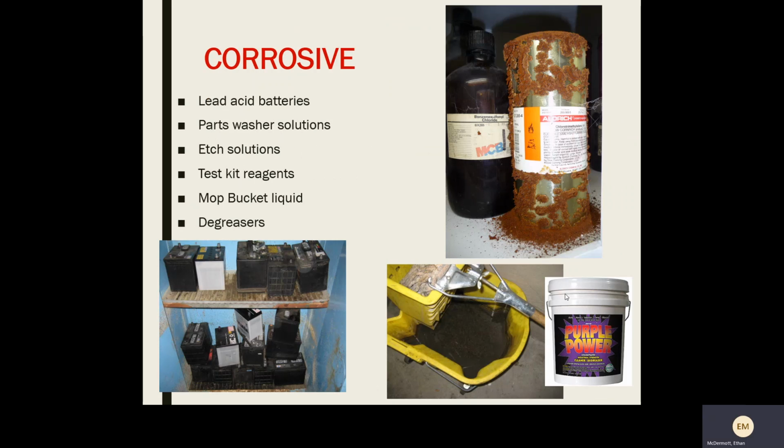Corrosive wastes are wastes that have a pH of less than or equal to 2 or greater than or equal to 12.5. The lower the pH, the more acidic the waste is. Acidic wastes include lead acid batteries, etching solutions, and acidic lab chemicals and reagents. The higher the pH, the more alkaline the waste is. Alkaline wastes include some parts washer solutions, some lab chemicals and reagents, and potentially the liquid in your mop bucket.